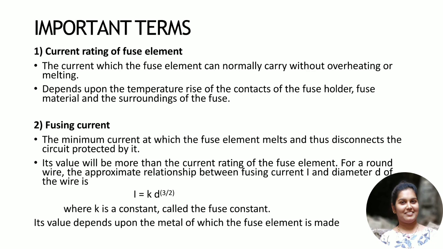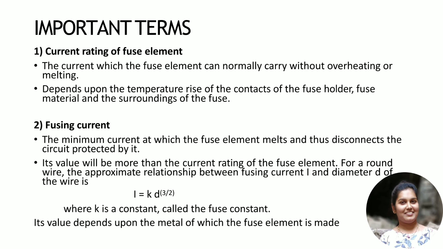Next is fusing current. What is meant by fusing current? The minimum current at which the fuse element melts and thus disconnects the circuit protected by it. So the fusing current is nothing but the current which is slightly more than the current rating of the fuse element. For example, if the fuse rating is 8, it is designed up to 8 amperes.